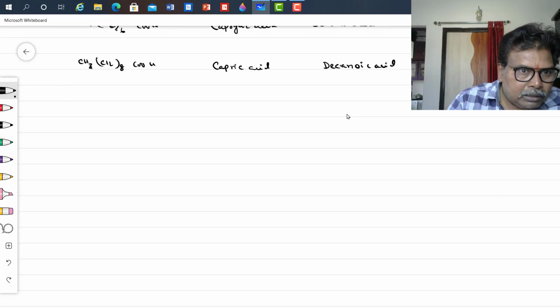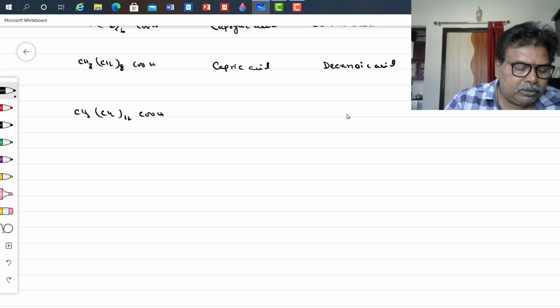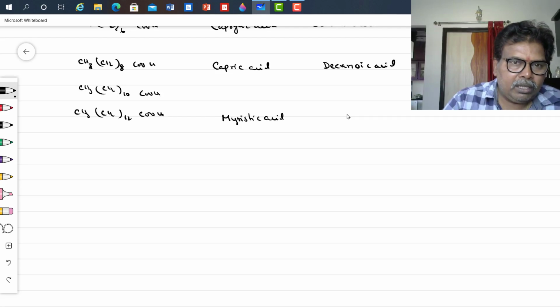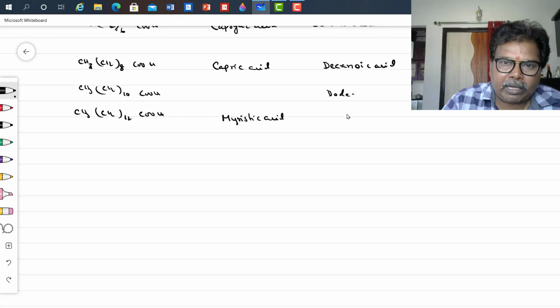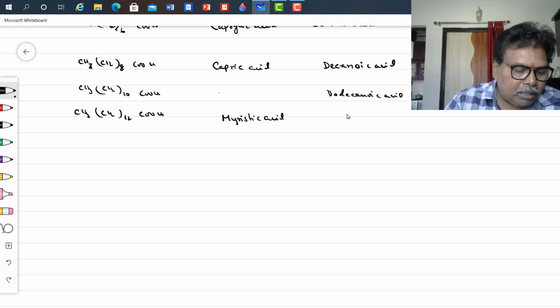Next, CH3, CH2 taken 12 times, COOH. This is called myristic acid. CH3, CH2 taken 10 times, COOH: 12 carbon atoms are there, therefore it is called dodecanoic acid. But the important common name is lauric acid.